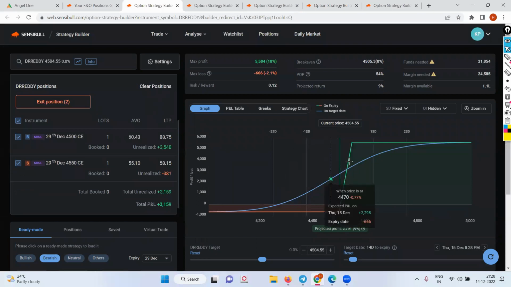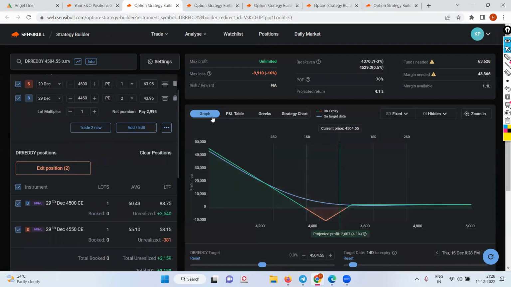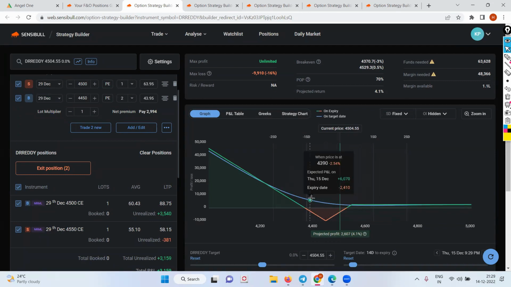So what am I doing on top of the debit spread? I'm deploying a put back ratio spread. Now, if Dr. Reddy's goes up, yes, minimum I'll have 2,500 profit. Still, that's a very good profit on a capital of 48,000. But worst case, what if Dr. Reddy's makes a 2% gap down? Still, you will be getting profit.